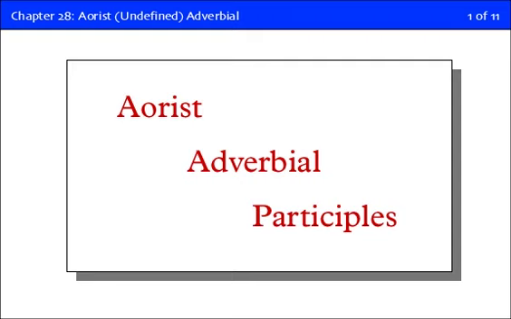Well, good morning. Welcome to chapter 28. In chapter 26, we learned all the basic grammar related to participles. And in chapter 27, we learned one specific kind of participle. We looked at participles built on the present tense stem, and therefore participles that describe an ongoing action. In chapter 28, we're going to learn another kind of participle.